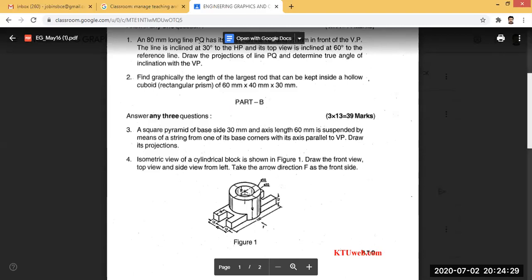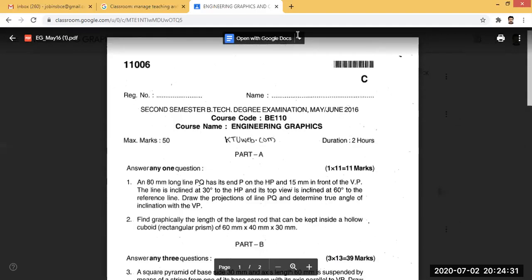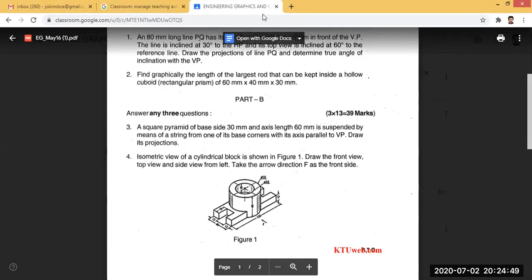Again you have to check the year. You can see which year. So the year is May, June 2016. Then the question number 3: you have to create a square pyramid. The dimension is given. Side is 30 mm and axis length is 60. So you have to create this object, a square pyramid of 30 mm side and axis length 60. That is the next assignment.